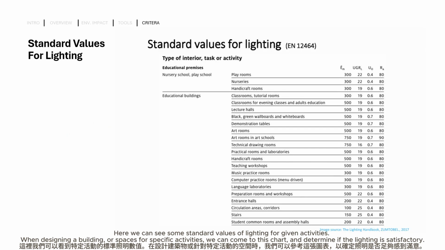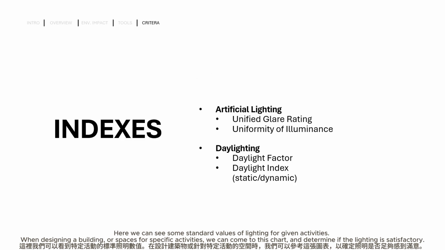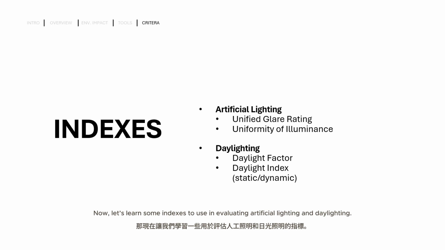Here we can see some standard values of lighting for given activities. When designing a building or spaces for specific activities, we can come to this chart and determine if the lighting is satisfactory for that task at hand. Now, let's learn some indexes to use in evaluating artificial lighting and daylighting.